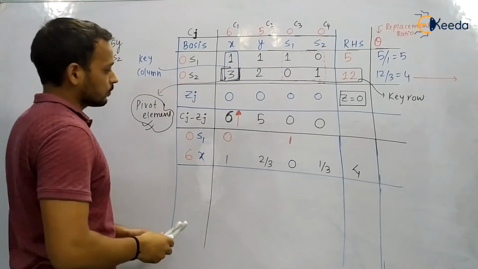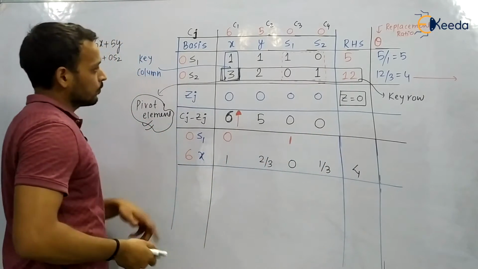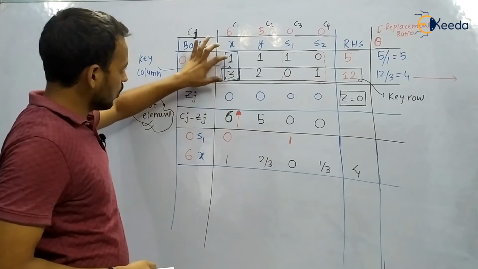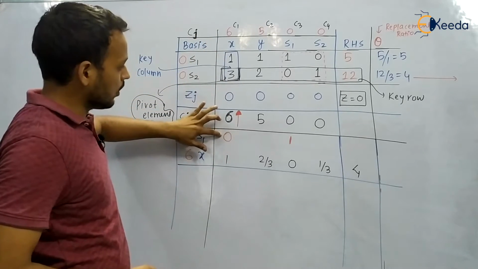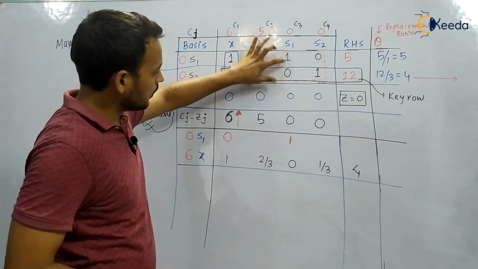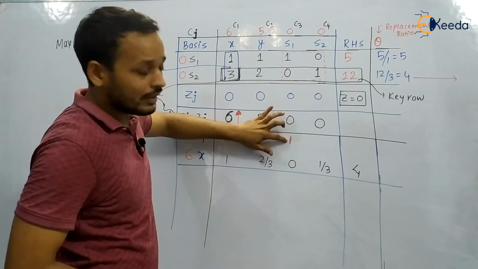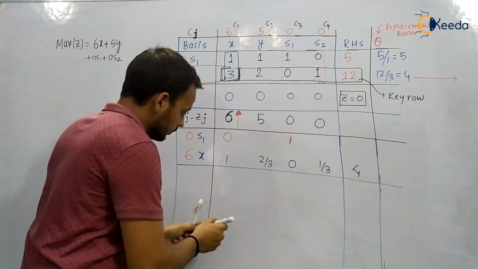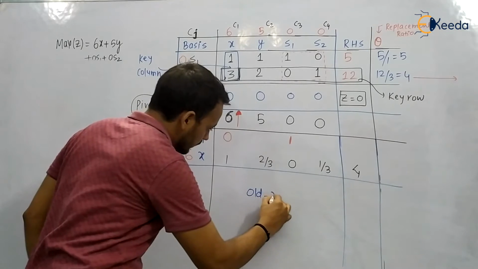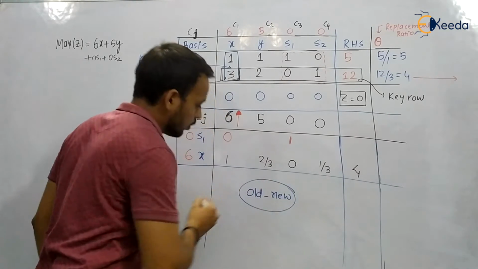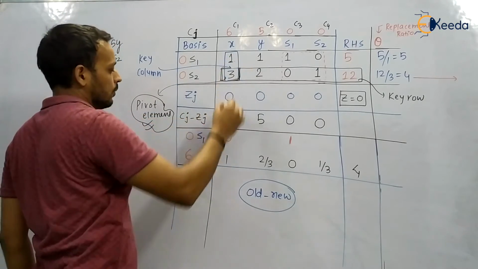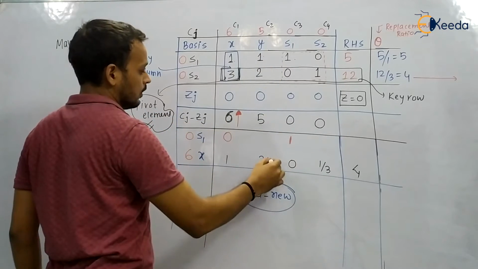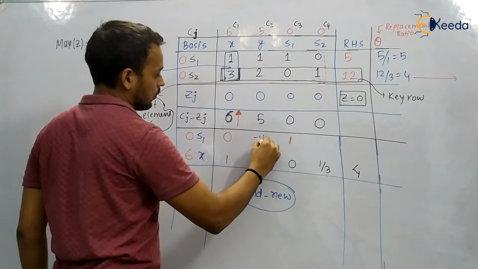Now fill these values. How? Just look at the old value. Old value was 1 and the new value is 1. So 1 minus 1, we are going to get 0. Here also the old value is 1, the new value is 0. 1 minus 0, you again get 1. So what you have to do is always calculate old minus new. So here 1 minus 1 you got 0, here 1 minus 0 you got 1, and 1 minus 2 by 3 you will get 1 by 3.